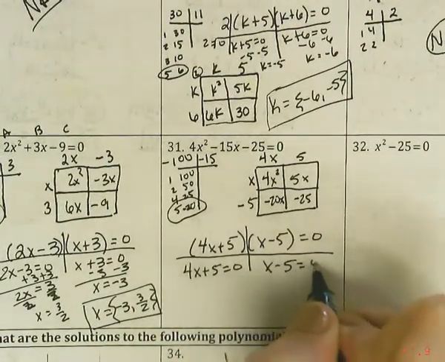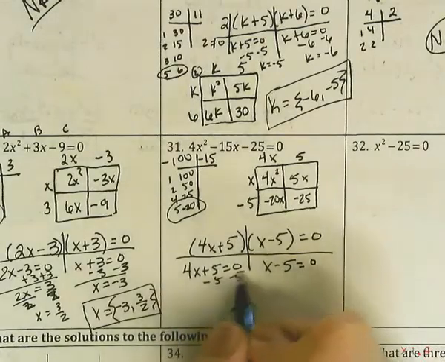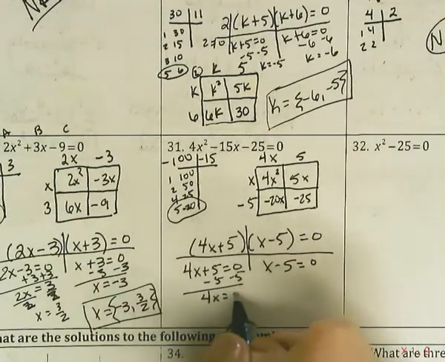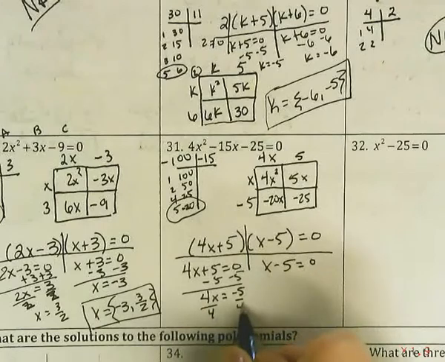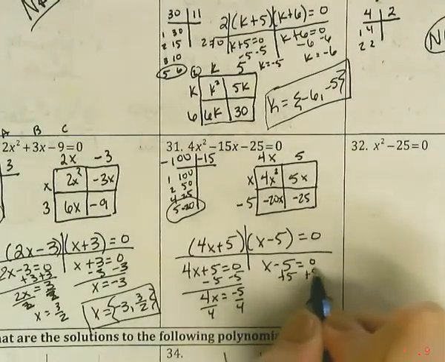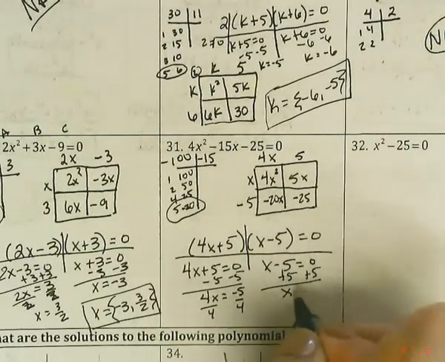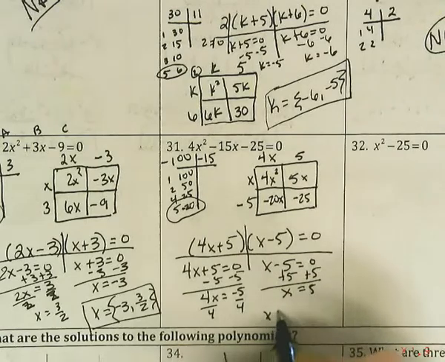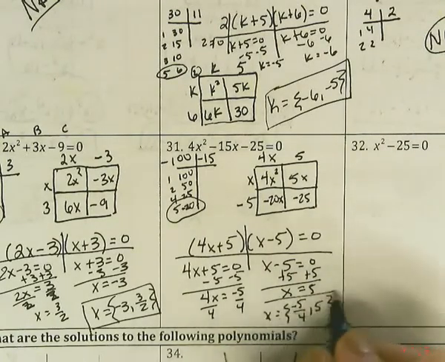Set both of these equal to 0. And divide. Added 5 on each side. So x is negative 5 over 4 and 5.